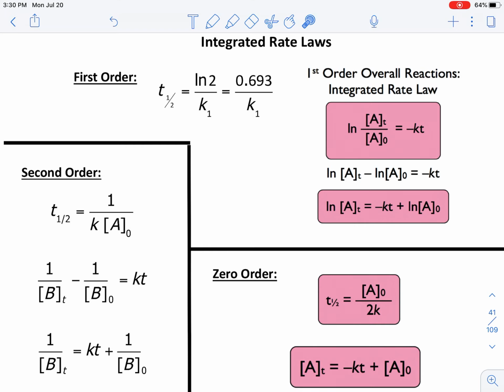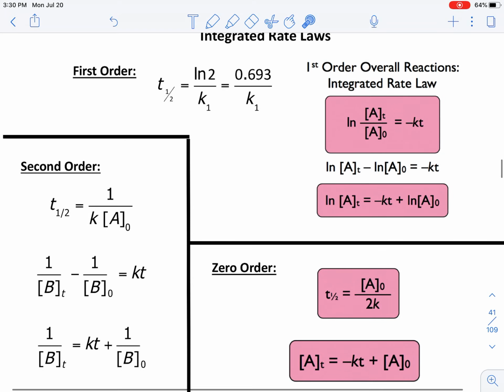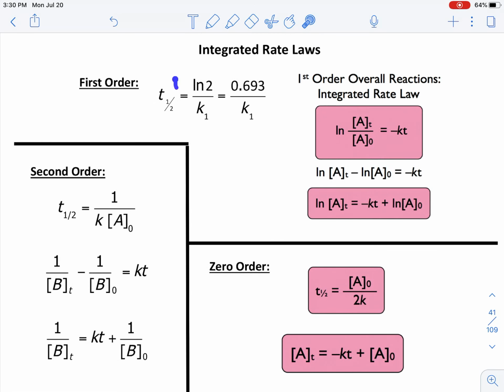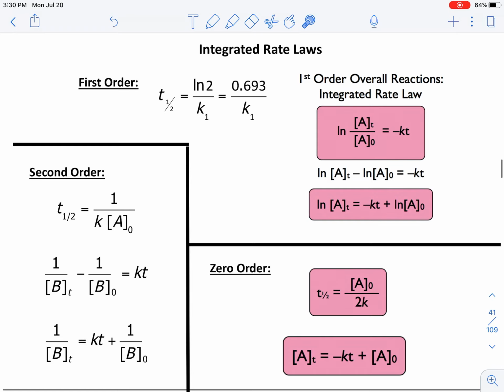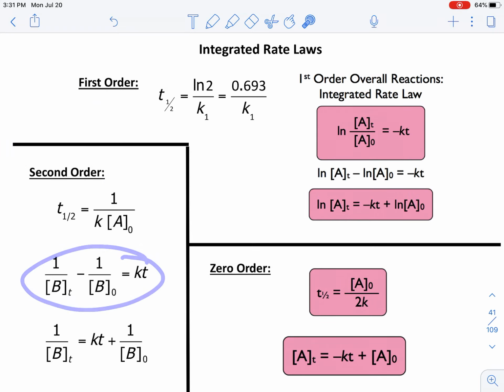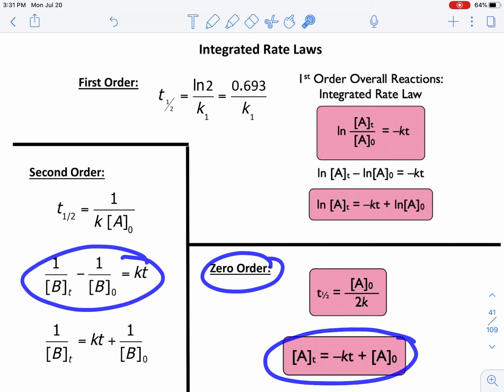This is an overall quote-unquote cheat sheet, if you will, that summarizes the half-lives for first order, second order, and zero order. This is something that we've already seen in prior slides. What I want to go over is the integrated rate laws. The first order integrated rate law looks something like this. The second order integrated rate law looks something like this. And the zero order integrated rate law looks something like this.